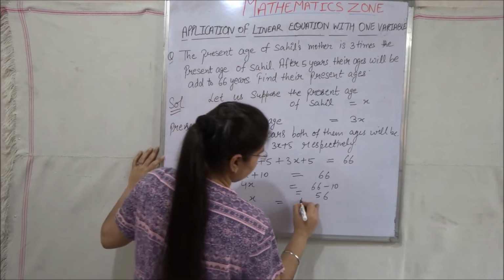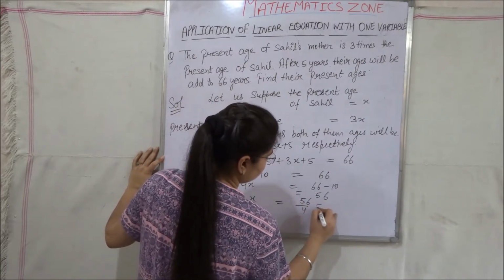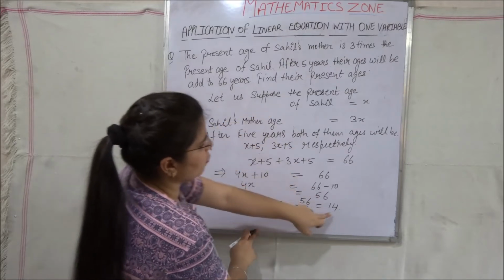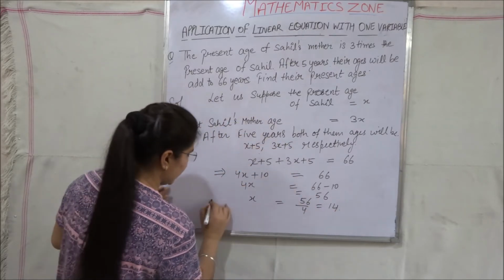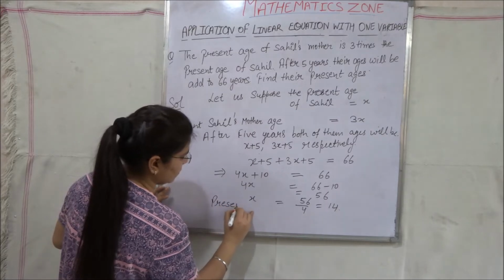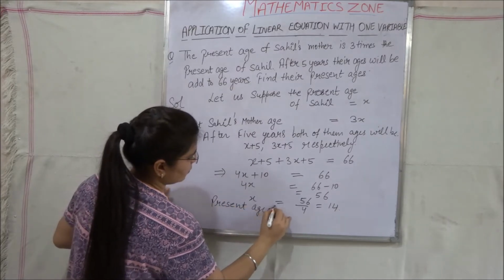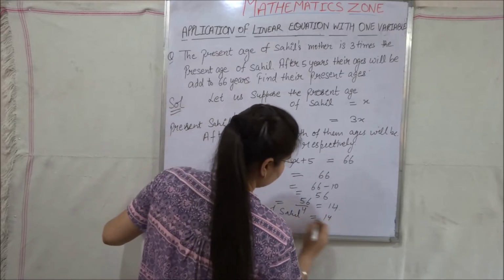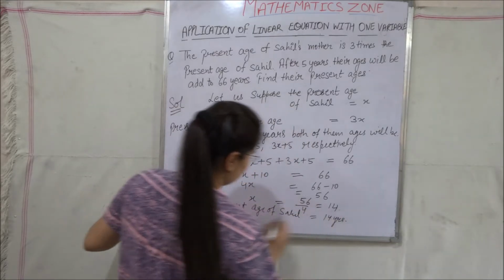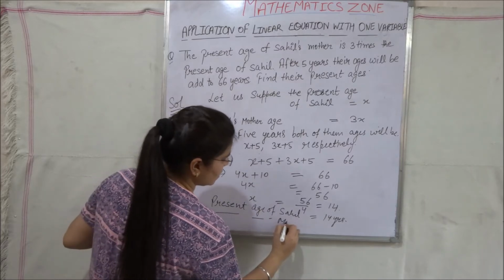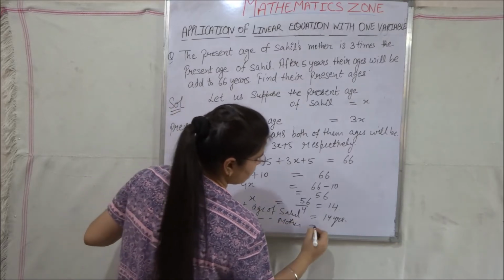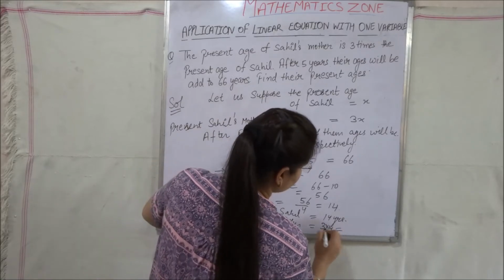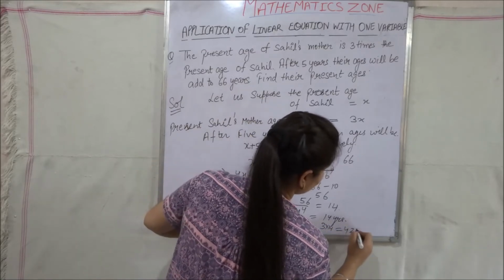4x equal to 66 minus 10, 56. So x is 56 by 4, 14. So the age of Sahil will be 14 years. Present age of Sahil is 14 years. So present age of Sahil's mother is 3 times Sahil's age, that is 42 years.